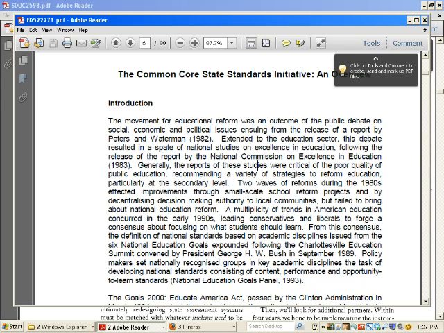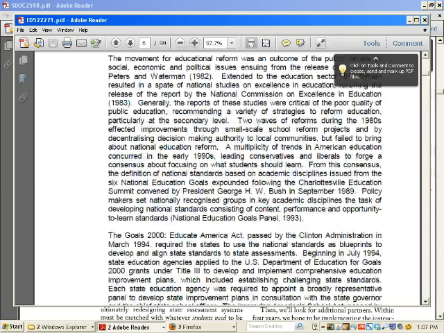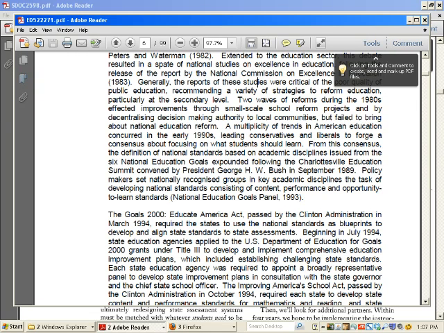So when the vice president becomes the president, when George Bush becomes the president, he definitely wanted his stamp on education being more towards a federal presence. So he convened the national summit in Charlottesville, and he asked them to come together and create. And from that they said, look, we need to have better standards. The Goals 2000 Educate America Act, passed by the Clinton administration in March 1994, required the states to use the national standards as blueprints to develop and align state standards to state assessments. So it's not just Bush. Clinton comes in here.